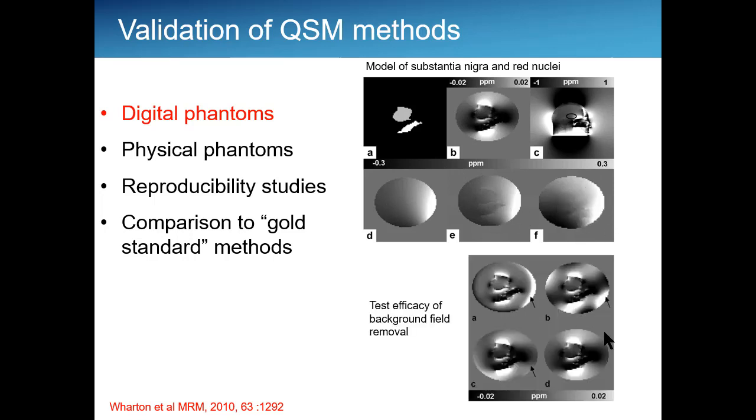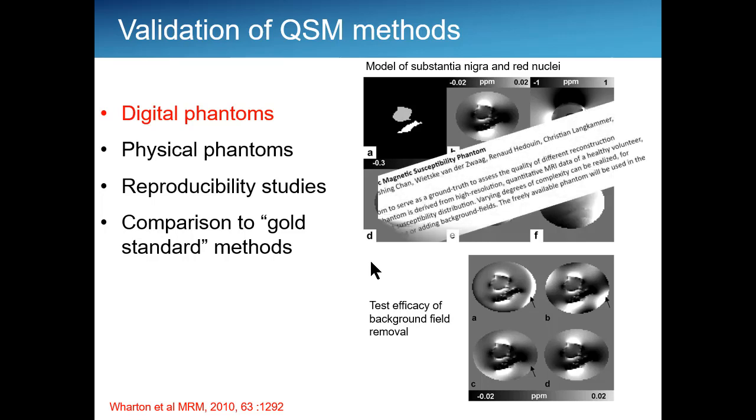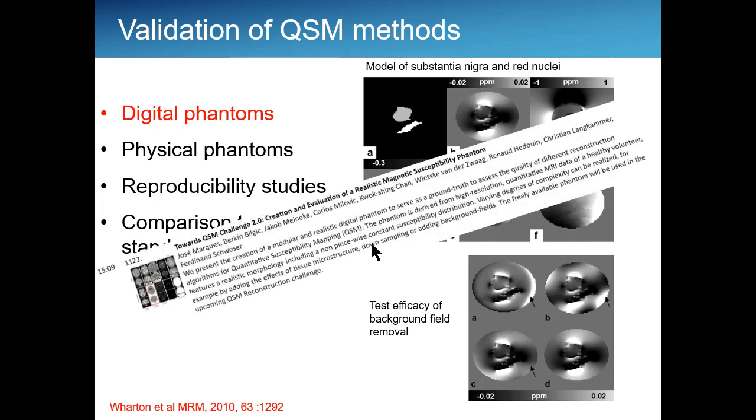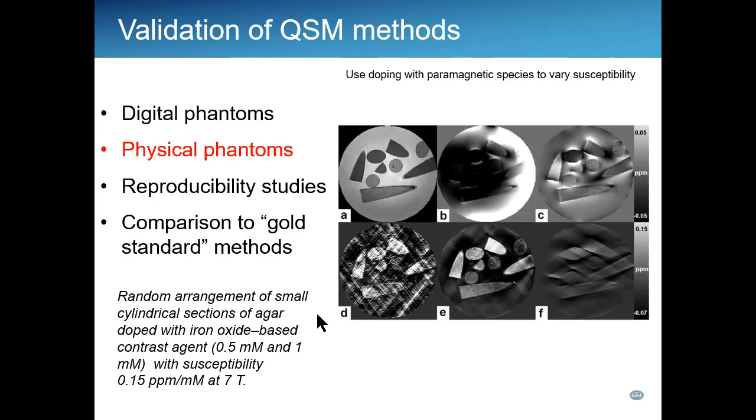So with this sort of approach, you can test the efficacy of background field removal methods, and you can test the efficacy of susceptibility calculations. Later in the session, there'll be a much more sophisticated example of a digital phantom, which forms the basis of the QSM challenge number 2 that we'll hear about. We can also use physical phantoms. I showed you that example of using an iron oxide-based contrast agent embedded in agar within an undoped agar sphere.